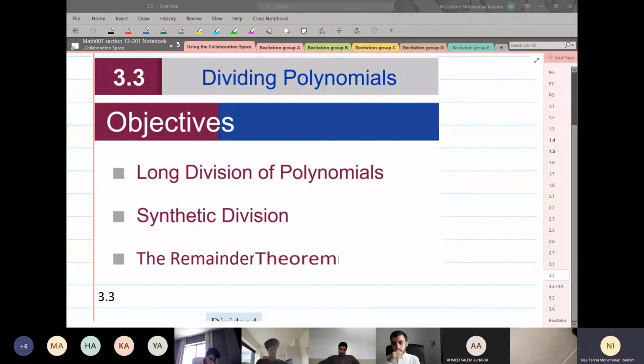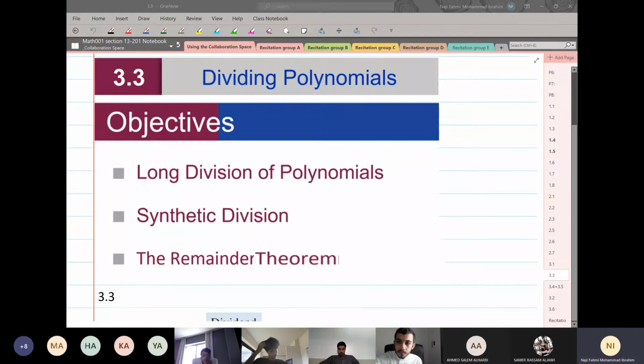So today we'll start my new section 3.3. And in this section, Shabab, we will talk about dividing polynomials. If you remember in chapter P, we took how to add polynomials and how to subtract polynomials, and also how to multiply polynomials. But we didn't talk about the division. So today we will learn how to divide polynomials using two methods.